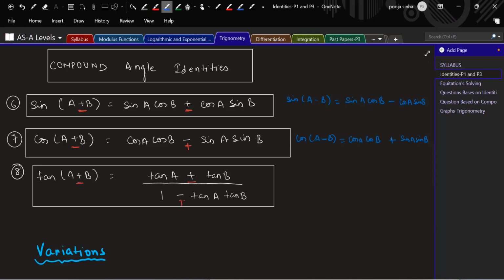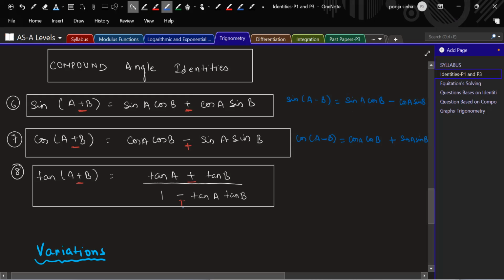One second. You're writing them down, right? Yeah. Then next comes your tan. Shall we move to tan now? You are not doing tan right now. I was doing cos. I just did cos. Okay. I wrote tan. Okay.